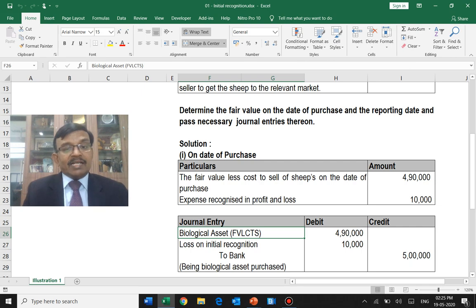You can ask whether I can add it to the cost because it's an asset, a cost incurred directly for that particular item. No, it is a cost to be incurred for selling the asset, right? Cost to sell. Cost to sell cannot increase the value of the asset. That is the reason why we are charging it to the P&L account.